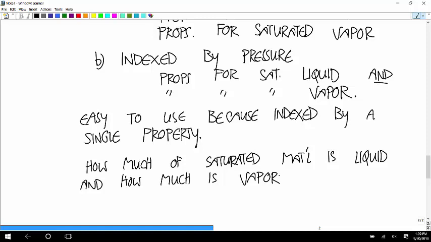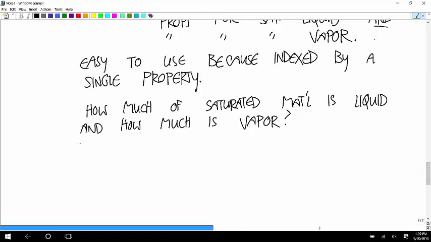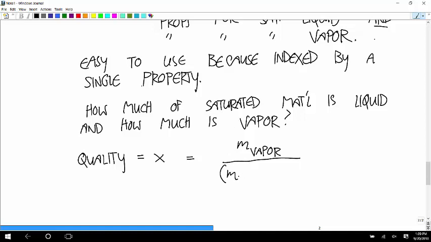And we're going to use something called quality. It's going to be shown as a lowercase x, and it's defined as the mass of the material in the vapor state divided by the total mass of the material. So that's divided by the quantity mass in the liquid state plus mass in the vapor state.